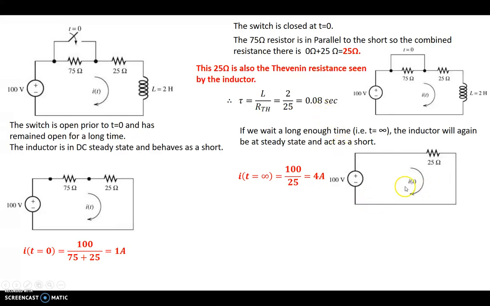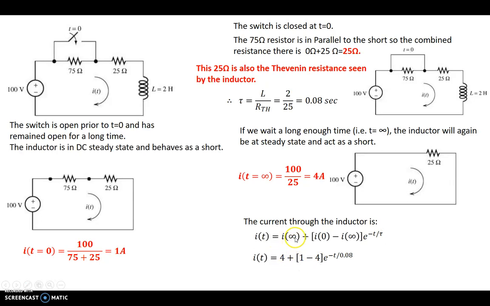So in this case, we have a first order differential equation for the original circuit right here, and the current to the inductor is the solution of that differential equation, and can be written as the current at infinity plus the change in current times the exponential rate at which the current changes. So at long enough time it is 4. Initially it was 1, so 1 minus 4, e to the power minus t over 0.08. That's tau. And we are given 4 minus 3 e to the power minus 12.5 t, or you can leave it as 4 minus 3 e to the power minus t divided by 0.08 amps as the current.